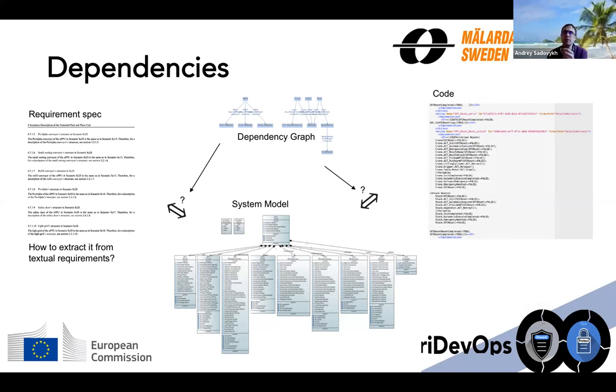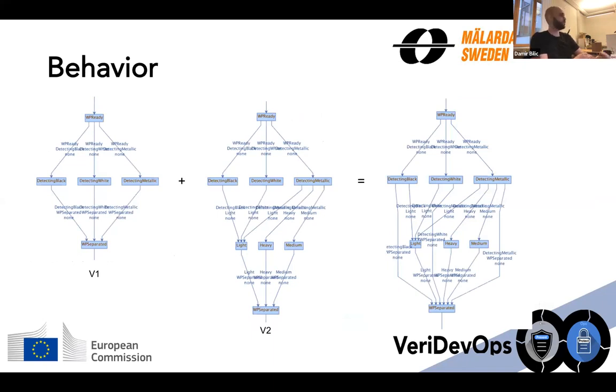Any comments or questions from the audience? Yeah. Something else that we thought about was the behavior. It's not a very nice graph, but think of this as a state machine, just one part of this pick and place unit benchmark. This is one version, this is another version. To make them a product line, you have to do something like this, putting them together to still be able to derive both systems at the same time.